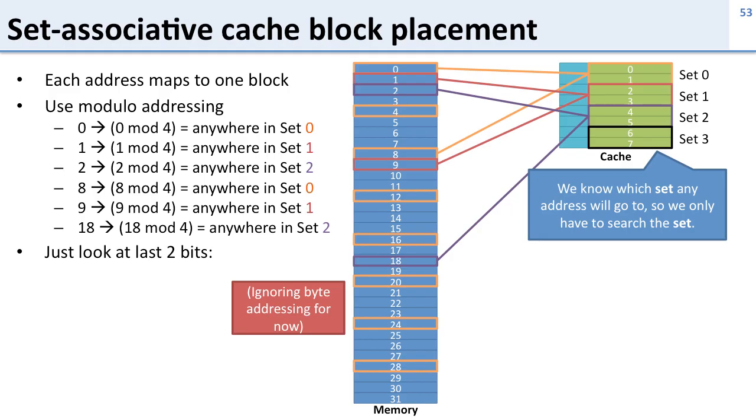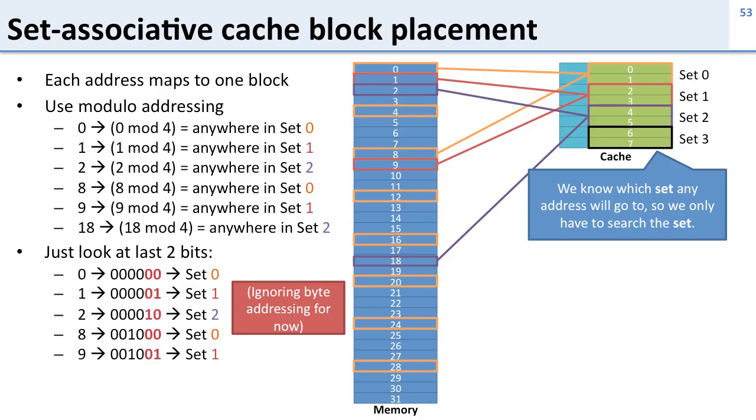So how do we do this? Well, I'll look at the last 2 bits in this case because we only have 4 sets, so we need 2 bits. Address 0 is going to go to set 0, address 8 is going to go to set 0. Address 1 and address 9 to set 1, and address 2 and address 18 are going to go to set 2. And you can see that by looking at the last 2 bits, ignoring the byte addressing bits, in the address. The rest of these bits are going to be used for the tag.